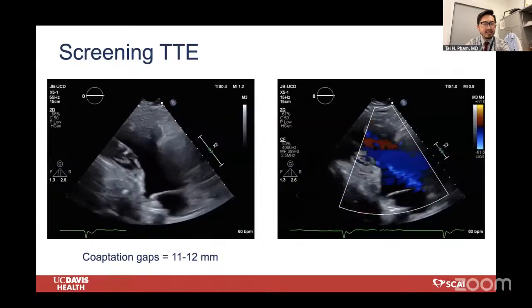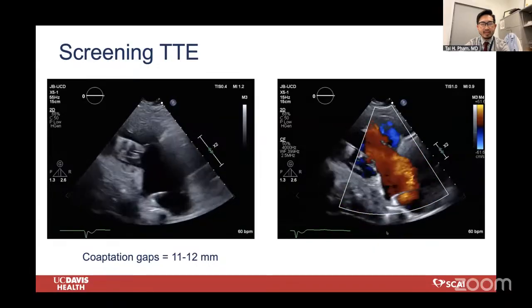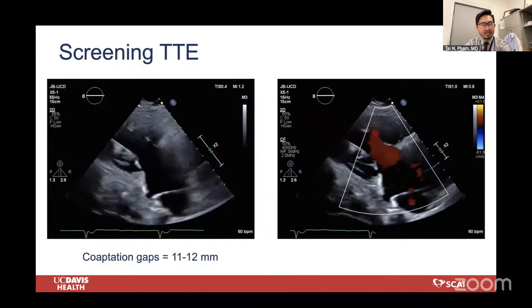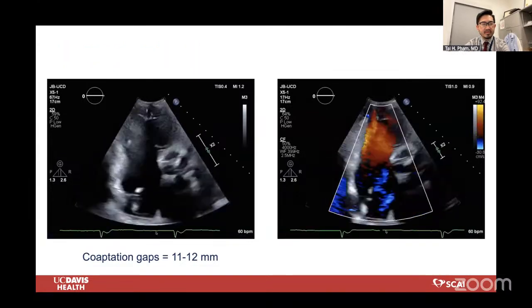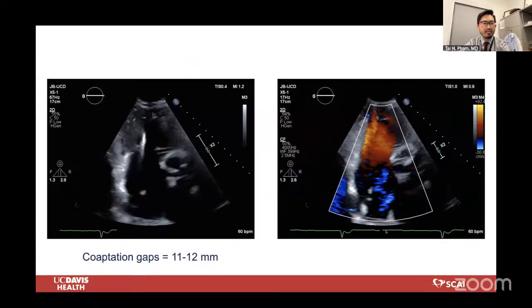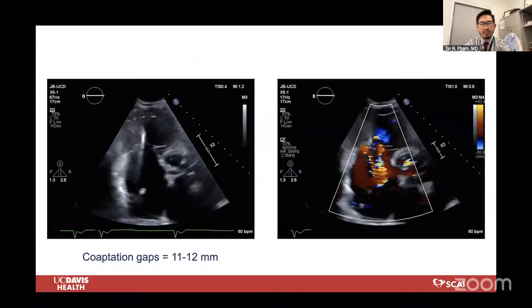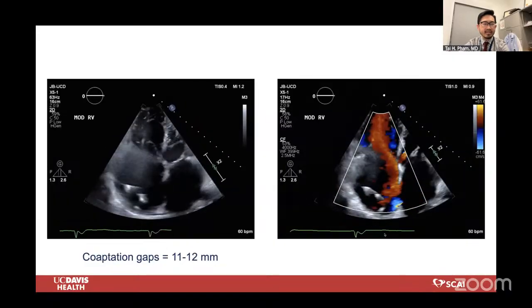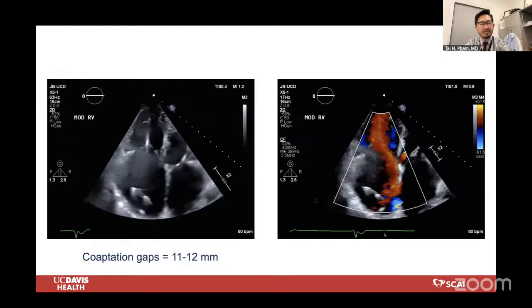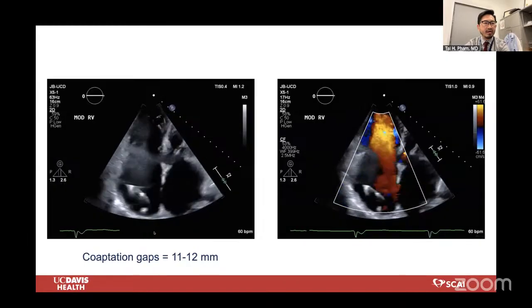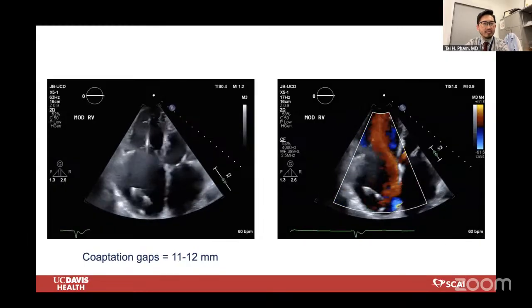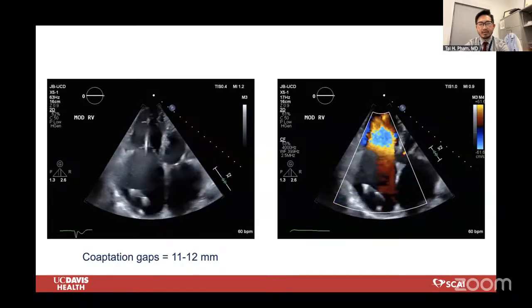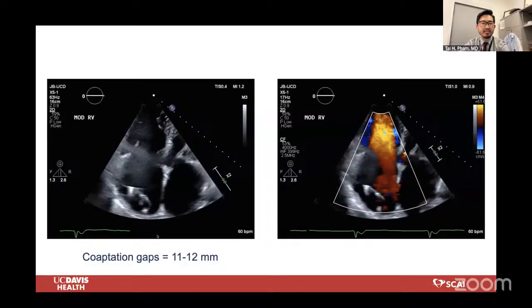And here's her screening transthoracic echo in the RV outflow view with and without color. You can see severe coaptation gaps as well as torrential TR. Gaps measure about 11 to 12 millimeters on some of the views here. And then this is the RV inflow view with the Nyquist limit turned down a bit. And then here's your apical 4-chamber view with the modified RV image. Here you can see a severely dilated right atrium and a really large regurgitant area.